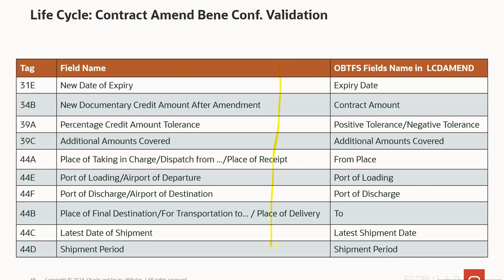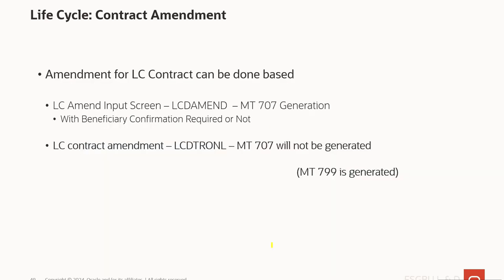For example, if I have originally sent an LC with the beneficiary confirmation and I have changed the expiry date, and again in the second amendment I'm trying to modify the expiry date or anything else, then the system will give me an error that the previous amendment is not confirmed. You will not be able to amend the same field or same related fields. That validation is brought in as part of the 11x version.